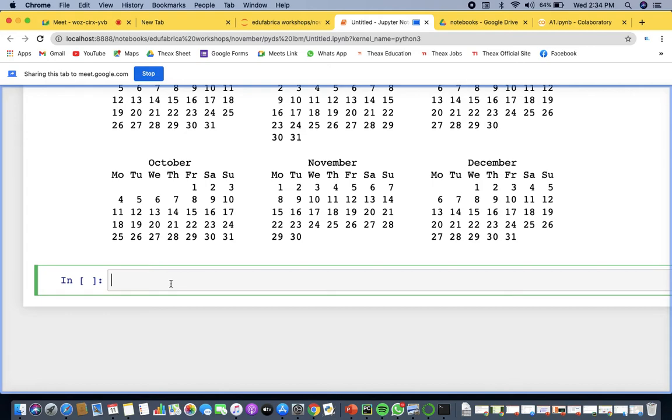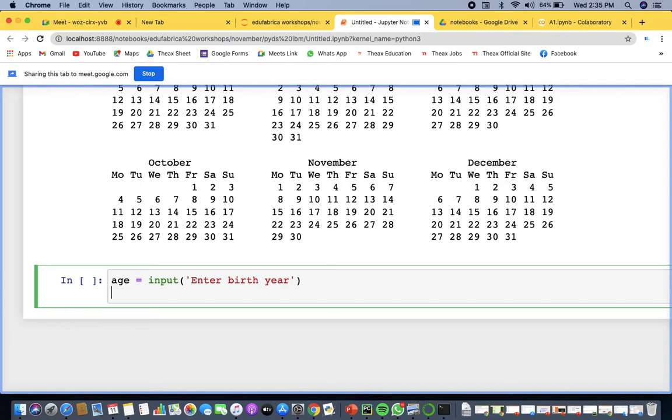What you do is basically you will take the input of the person, right? So for that we have an input function. Inside the input function, you always have to write the things in quotes. We'll discuss that these quotes are nothing but the string. Let's say enter age. Oh, sorry, enter birth year here. Okay, and then these are the things, right?